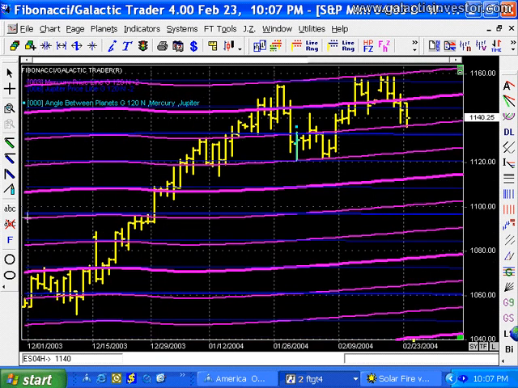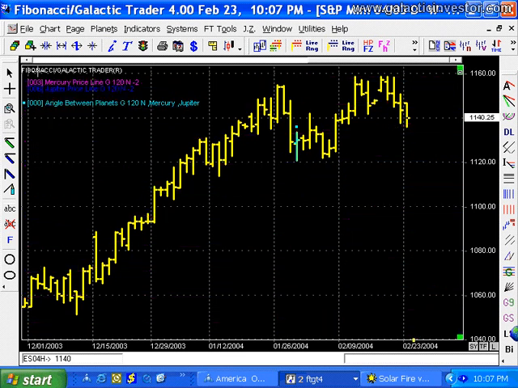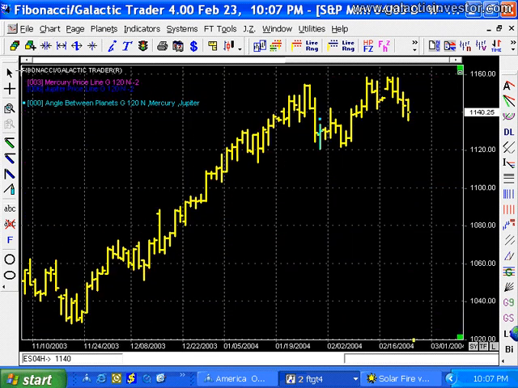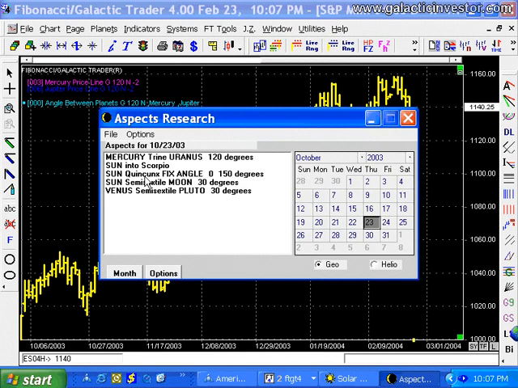So this is a quick example of how you set the lines up based on the aspects. And once again, a great way to practice, I'm going to remove the lines. A great way to practice here is to simply double click on any top or bottom and use historical data to go back and put in your settings. So if there's a bottom here on the 23rd of October, you could put the Mercury-Uranus trine in there, 120 degrees.